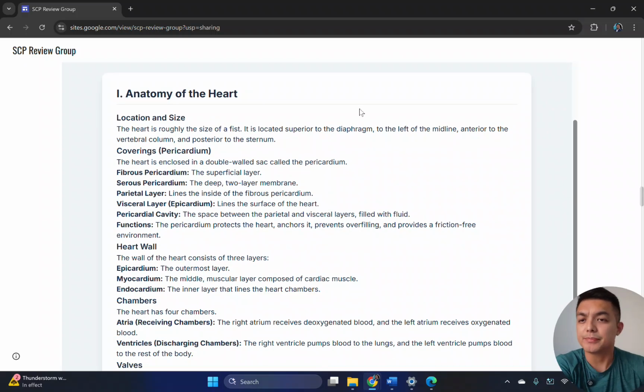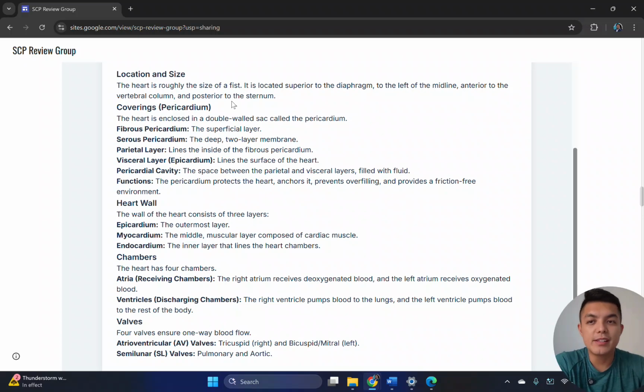So anatomy of the heart. Location and size. The heart is roughly the size of a fist, your fist, of course. It is located superior to the diaphragm, so it's above the diaphragm, to the left of the midline, anterior to the vertebral column, and posterior to the sternum. So it's right here. So that's where the location is and the size.